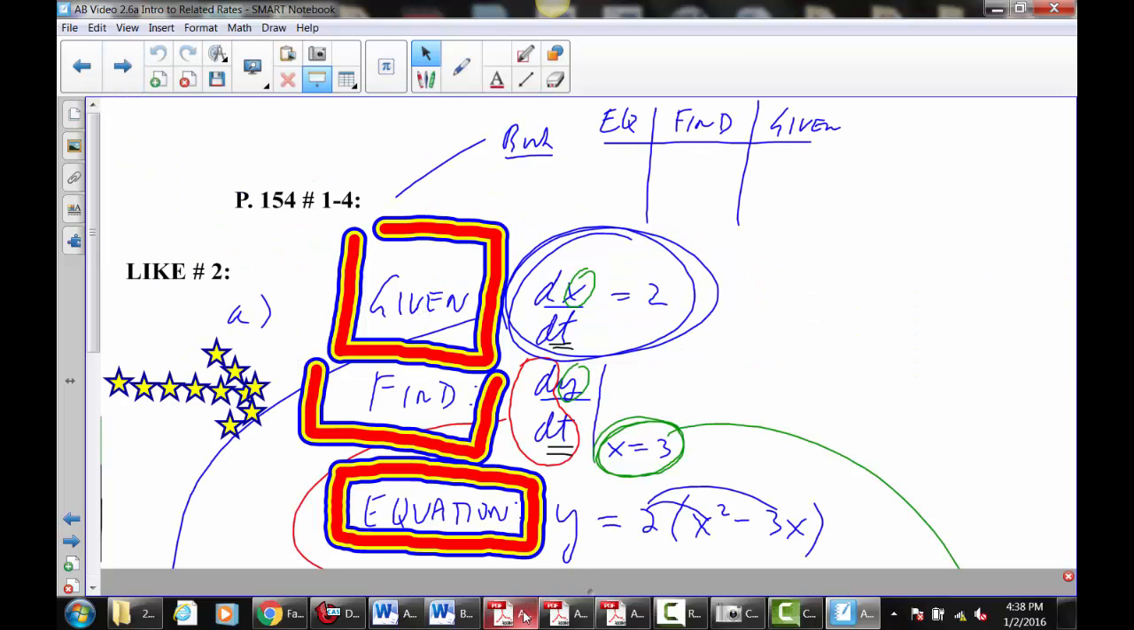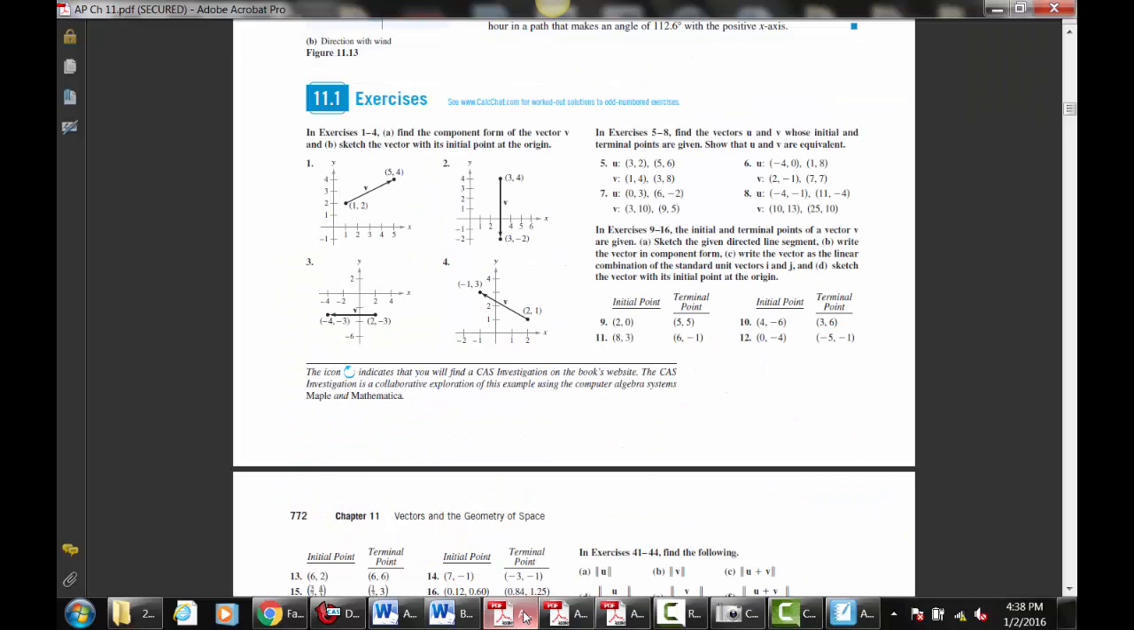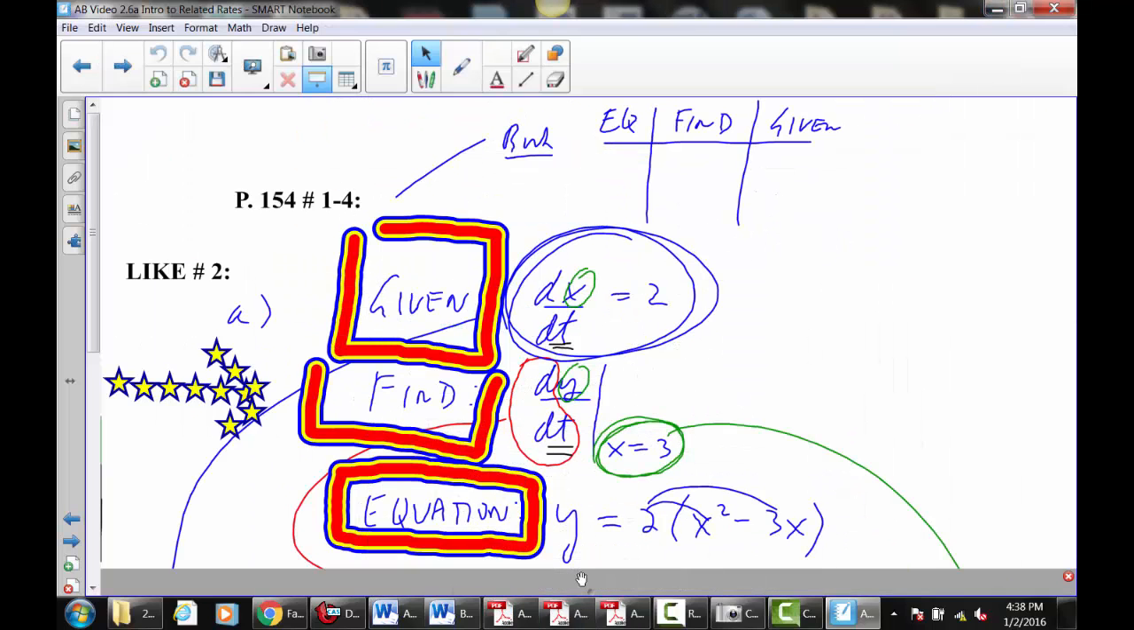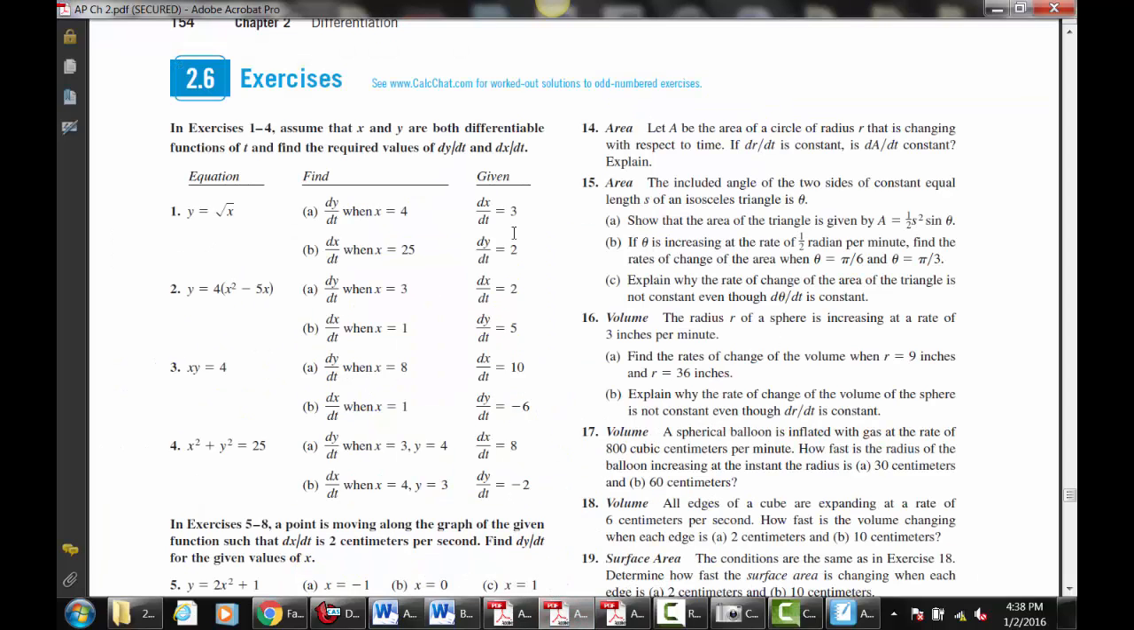If you look at the book, wrong book. If you look at these examples right here, assume that x and y are both differentiable functions of t, and then find the required values of dy/dt and dx/dt. First of all, I find that they give this all backwards. First, they should tell you what the given rate is. Then they should ask you which rate you want to find. And then they should give you the equation that relates those two variables.